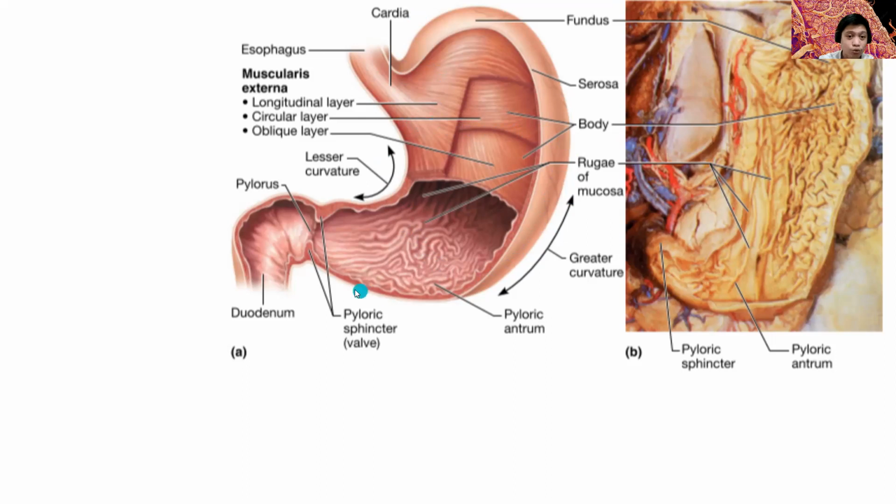And this is the pylorus that I was talking about a while ago. The pylorus is actually a thickening of the inner circular muscle layer. And because of this thickening, it will now provide an anatomic barrier or separation between the stomach and the duodenum. Just this one.